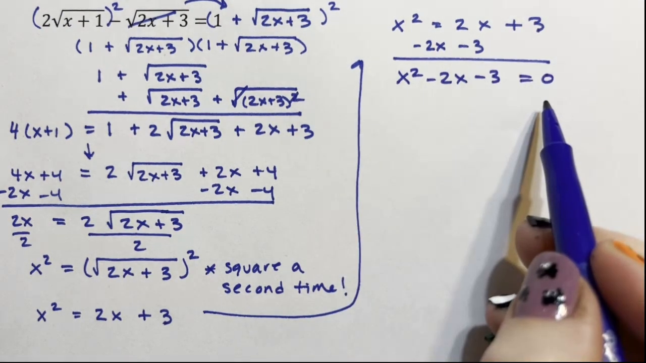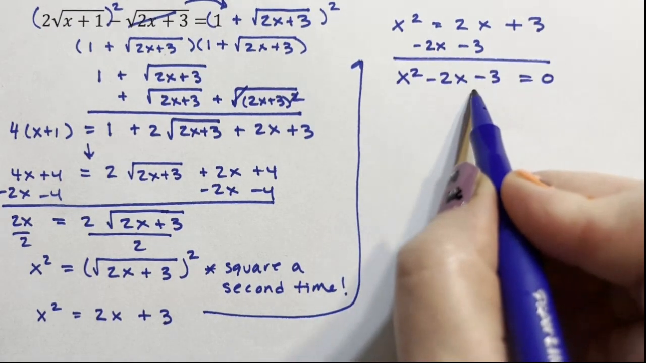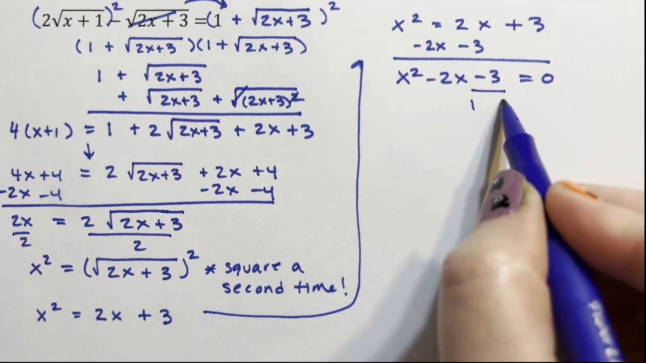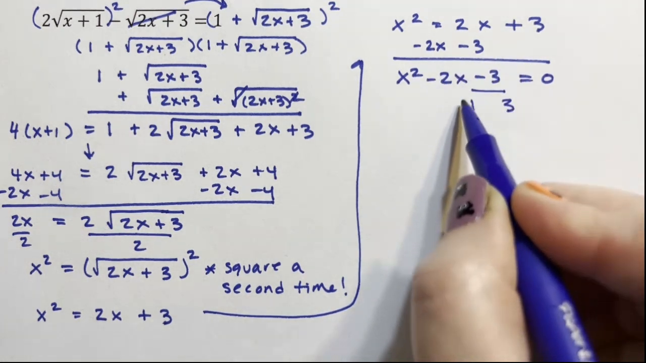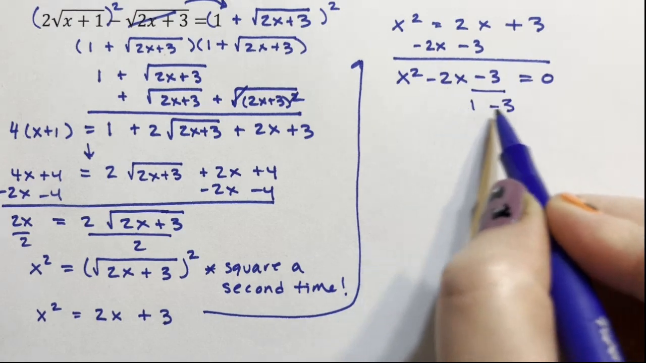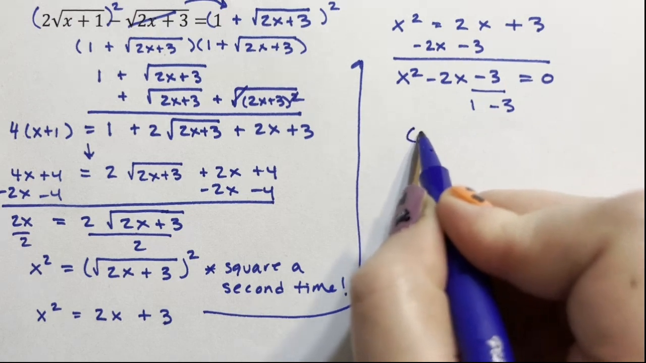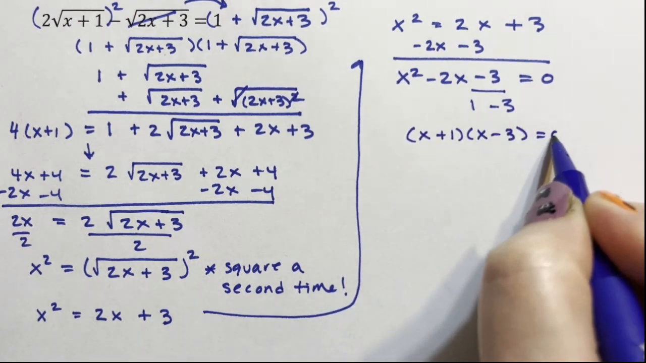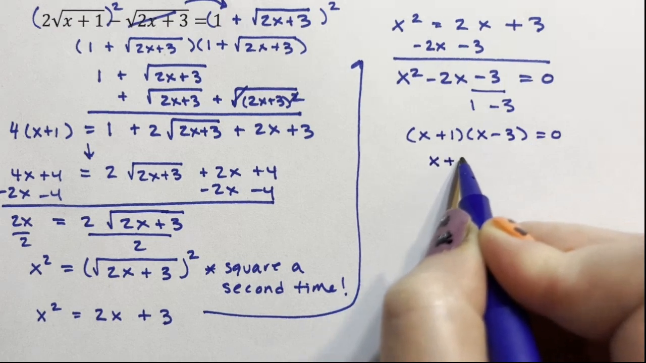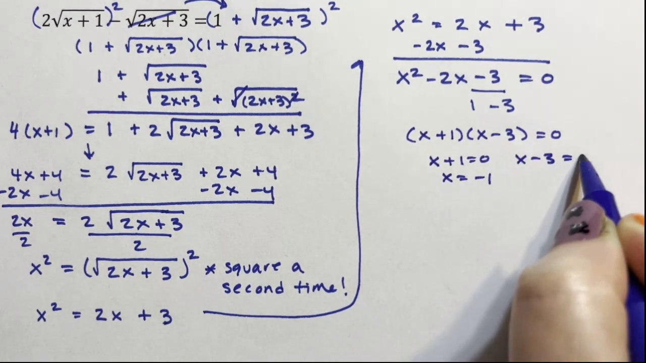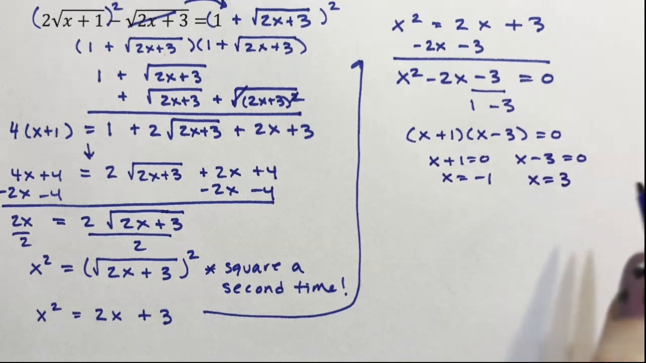And I have a trinomial. A is 1. I need two numbers that multiply to negative 3 and add to negative 2. So plus 1 and minus 3 add to negative 2 and multiply to negative 3. x plus 1 times x minus 3 equals 0, which means x plus 1 equals 0 when x is negative 1, and x minus 3 equals 0 when x is 3.